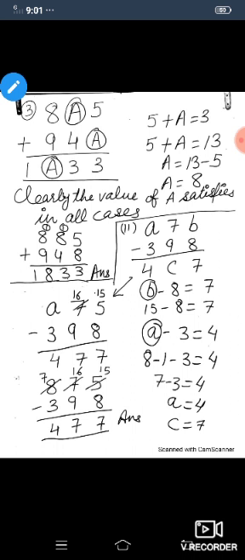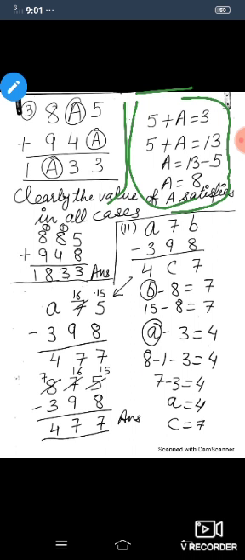Now let us take the number at ones place. 5 plus A is equal to 3, which is not possible. It means there must be 13. So 5 plus A is equal to 13 and A is equal to 13 minus 5, that is equal to 8. So let us put the value of A, that is equal to 8, wherever A is written.